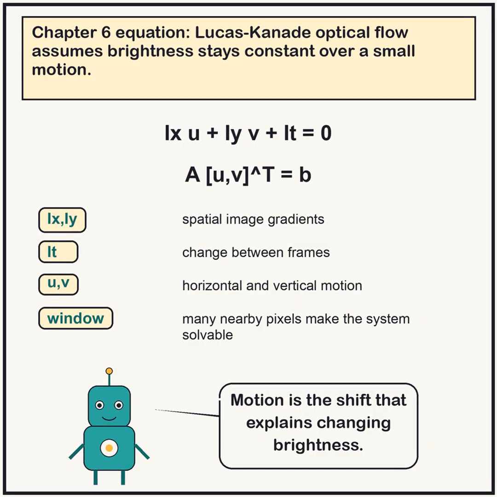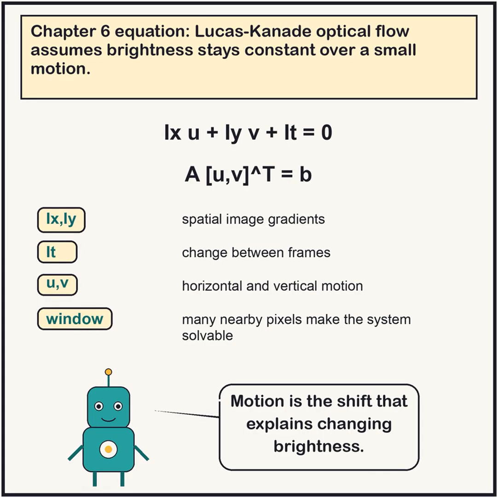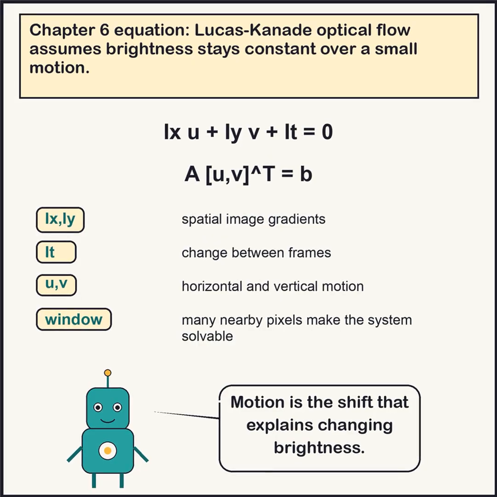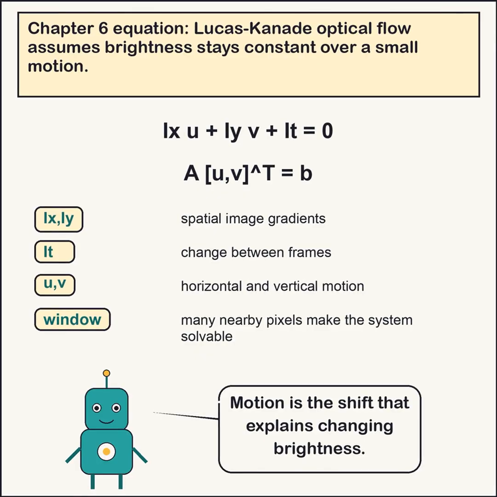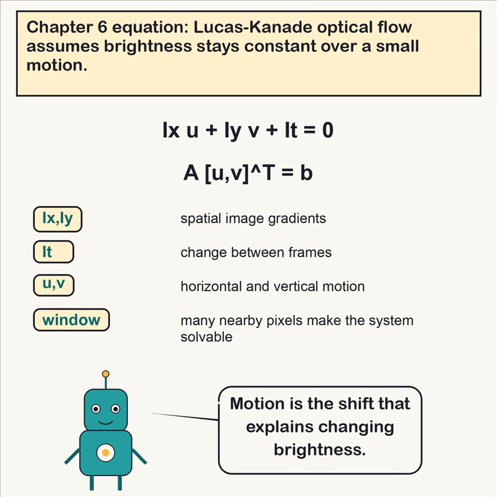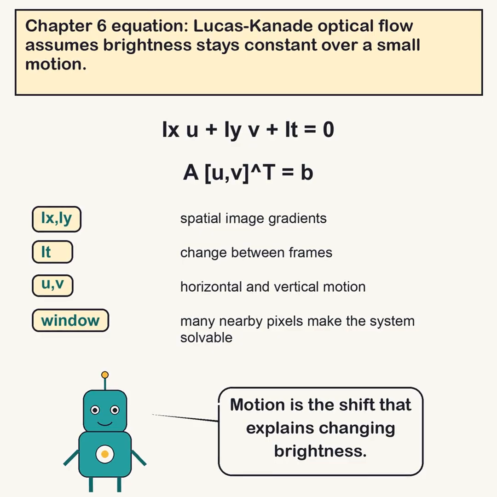Motion begins with Lucas-Kanade optical flow, which assumes brightness constancy over a small motion. Ix and Iy are spatial gradients. It is frame-to-frame change. U and V are horizontal and vertical motion. A local window supplies enough equations to solve for the motion vector. Lucas-Kanade optical flow was designed for small motions and local windows.